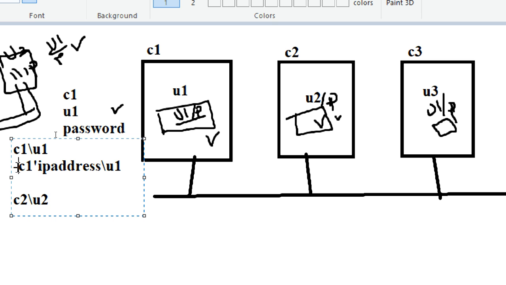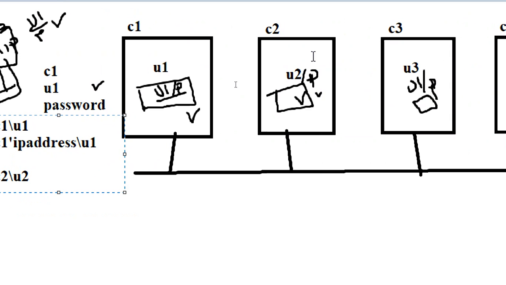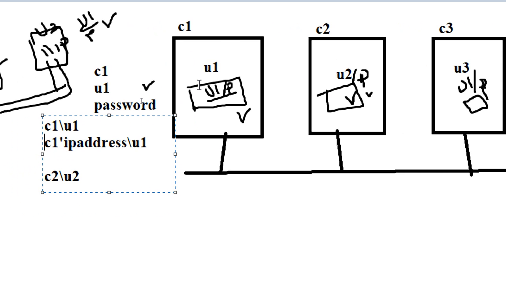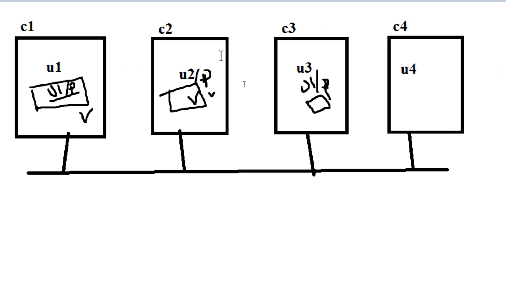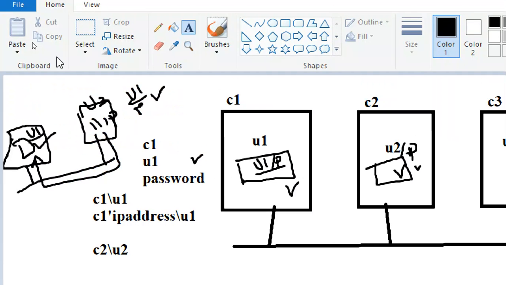What is the meaning of that? For example, a user on C2 tries to access a C1 shared file or printer. While accessing, it will ask for authentication, and we will give the credentials like this.